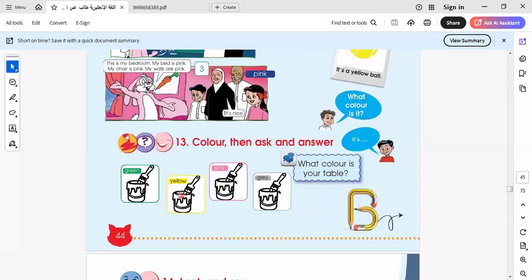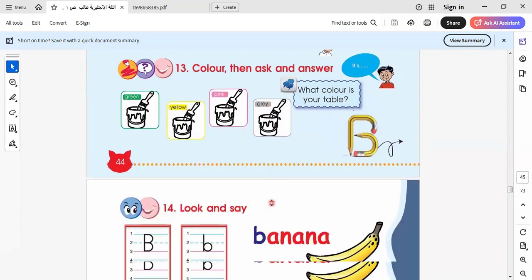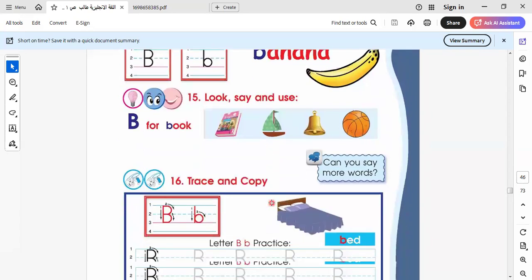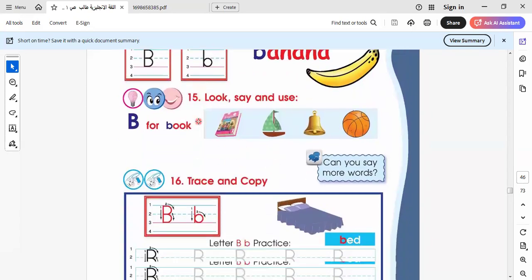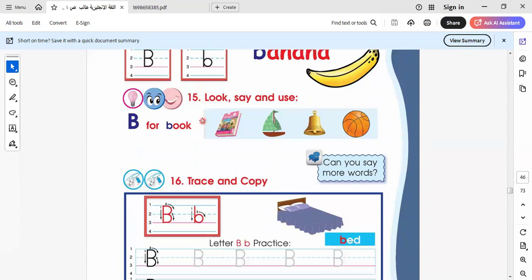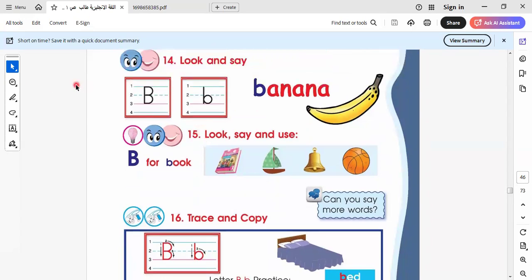So here we know the colors. We color with green, we color with yellow, we color with pink, we color with gray. I will leave this to you to do by yourself. Now we know the colors and we can do it by ourselves. Okay, and I know that you are creative in doing this activity.